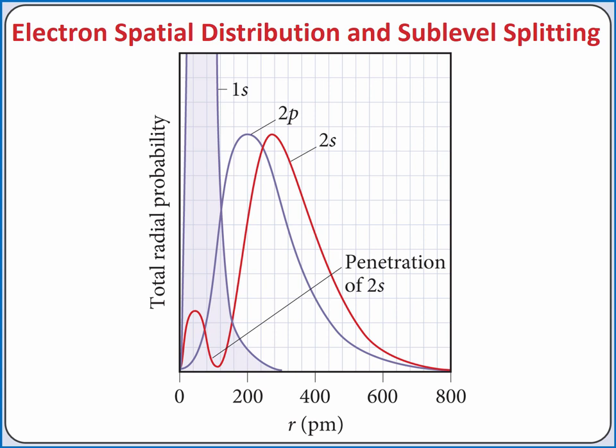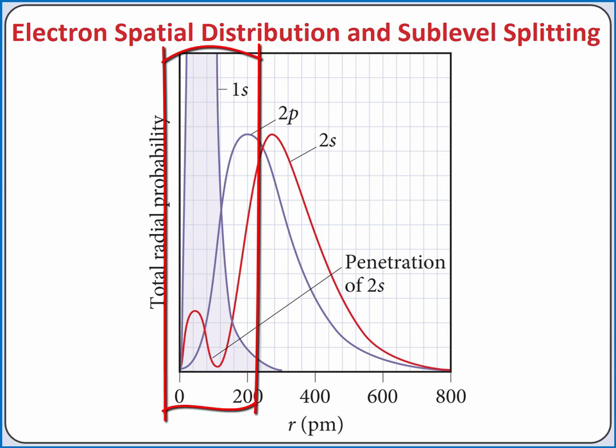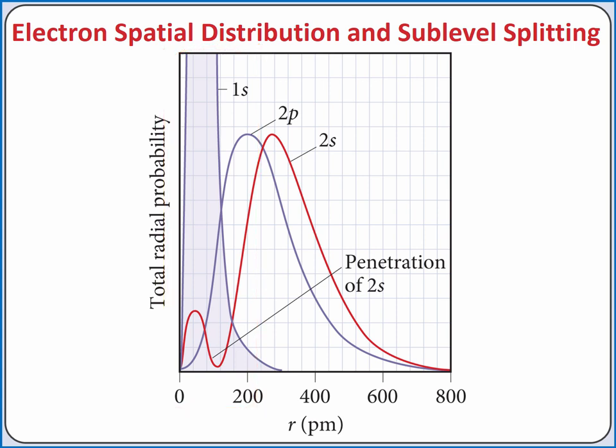We can see from this graph that the 2 electrons in the 1s subshell are most likely to be found within about 100 picometers of the nucleus. We can also see that an electron in the 2s subshell, which is represented by the red line, has some probability of being found within 100 picometers of the nucleus. This overlap of the 2s subshell with the 1s subshell causes the penetration effect of the 2s subshell.